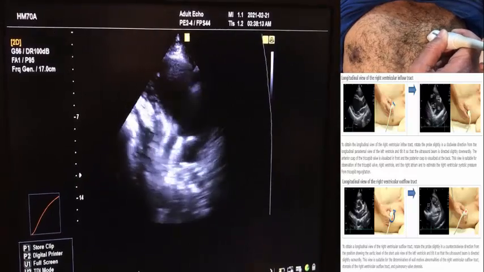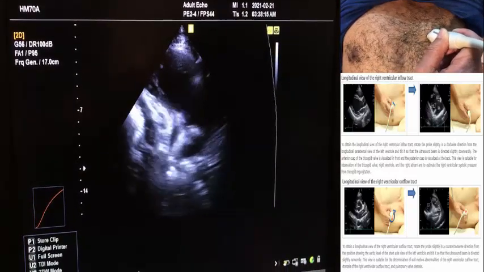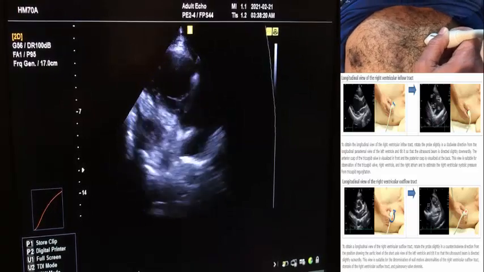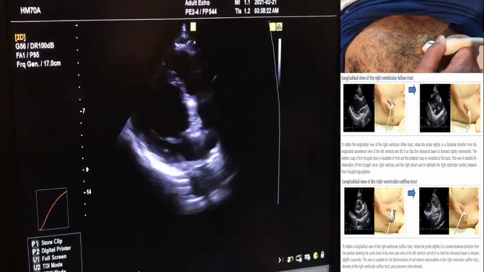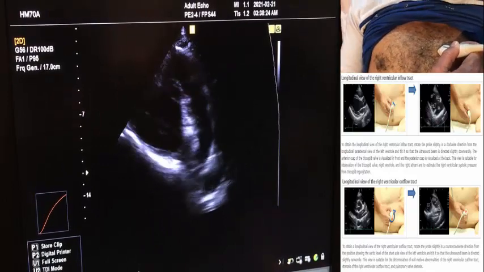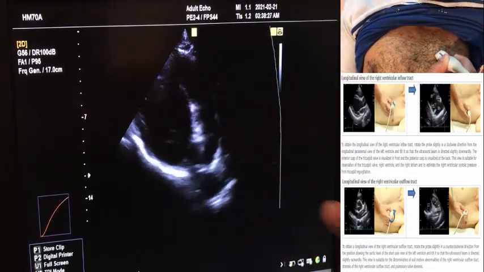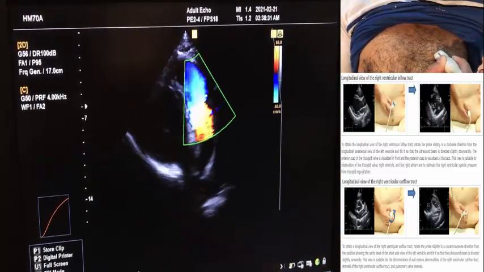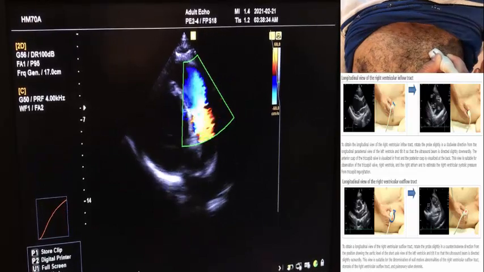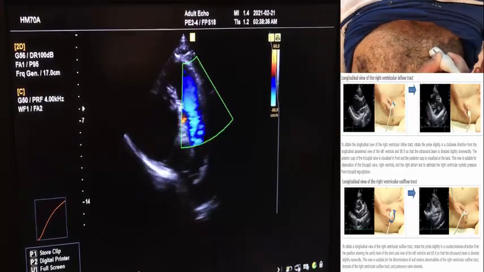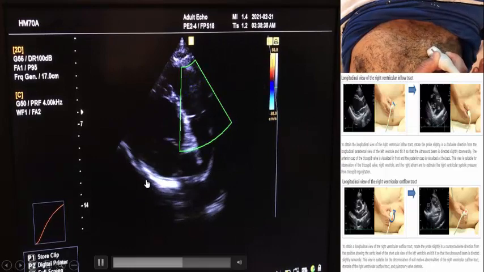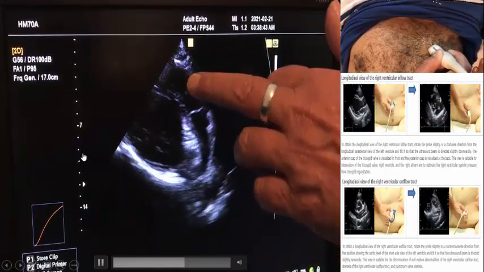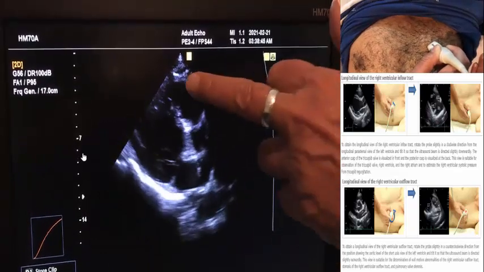If you tilt downward, you will get the inflow view of the right ventricle, and if I tilt upward, I will get this amazing view of the pulmonary artery and the pulmonary valve. You see, you can get here a very good flow of the pulmonary artery, and you get a lot of information about the pulmonary artery flow, and you assess also the pulmonary artery.